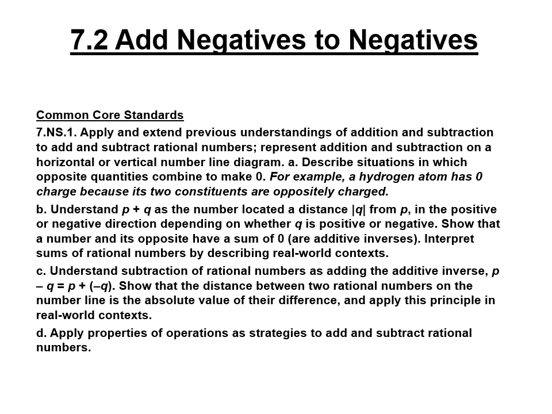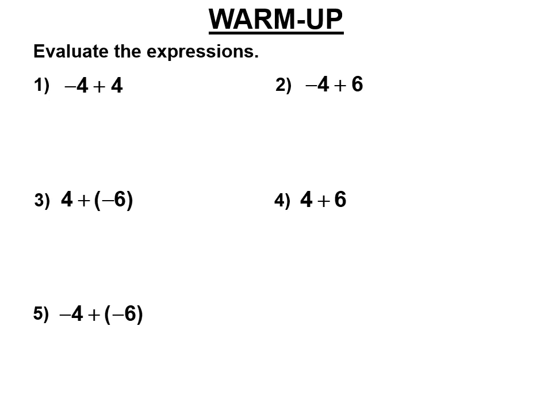In 7.2, we're going to start adding negatives to negatives. So this warm up is from what we did in the last lesson. -4 plus +4 is 0. That's an example of which property? The inverse property of addition. And I should guess property of addition.